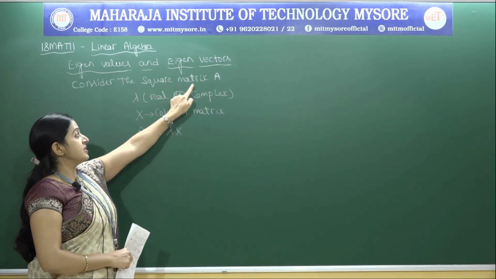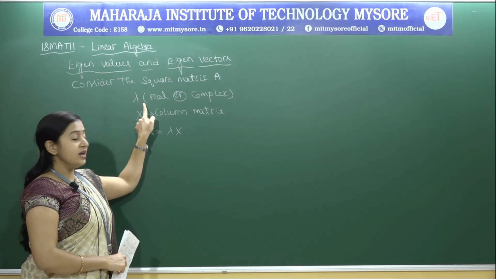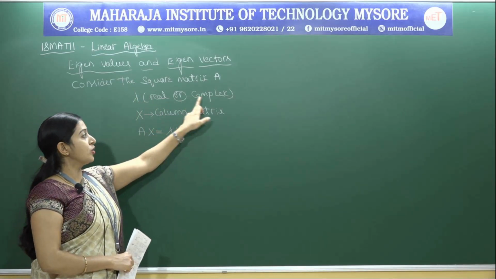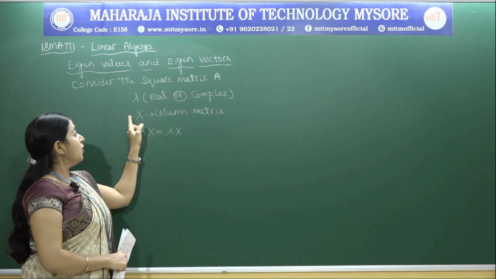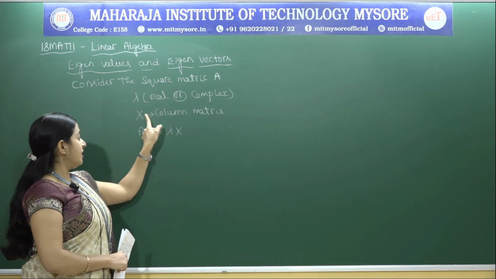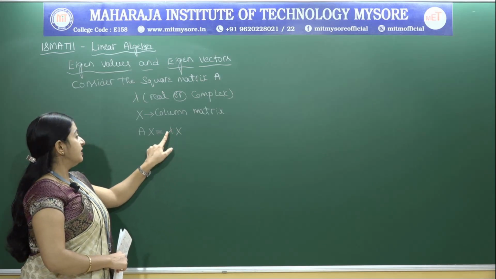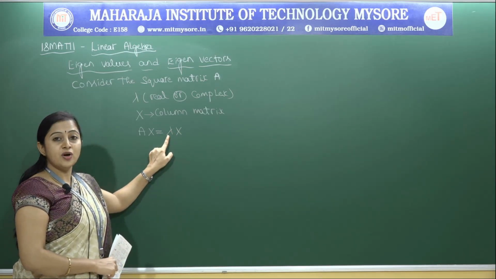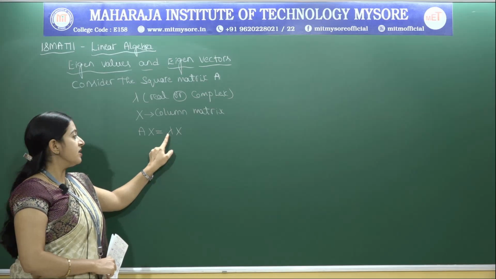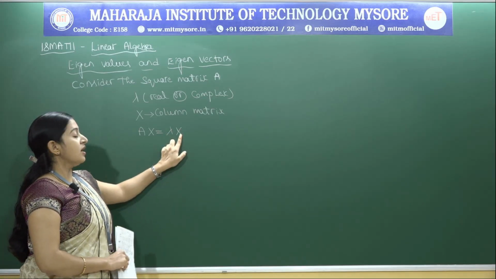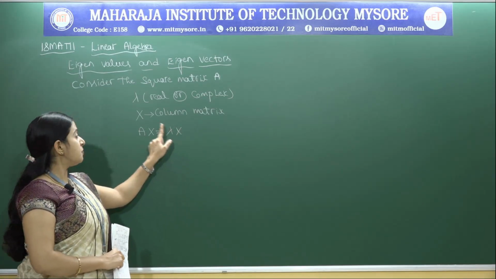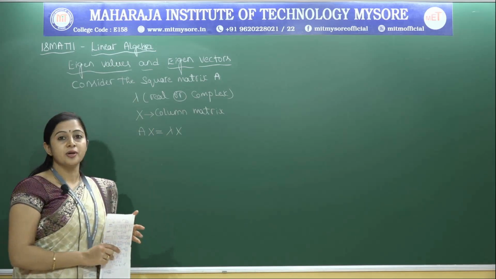Consider the square matrix A, then there exists a scalar lambda which is real or complex and a non-zero column matrix X such that Ax equals lambda x, then lambda is called the eigenvalue of the given square matrix and x is called the eigenvector of A corresponding to the eigenvalue lambda.